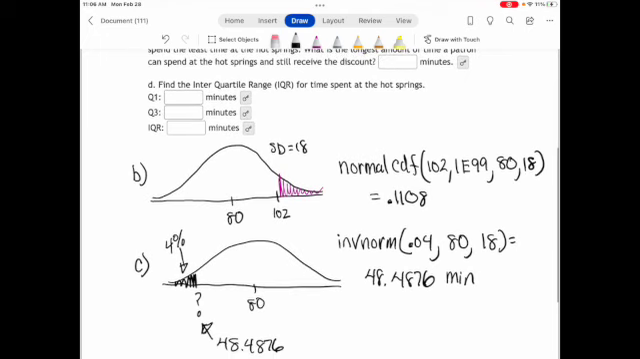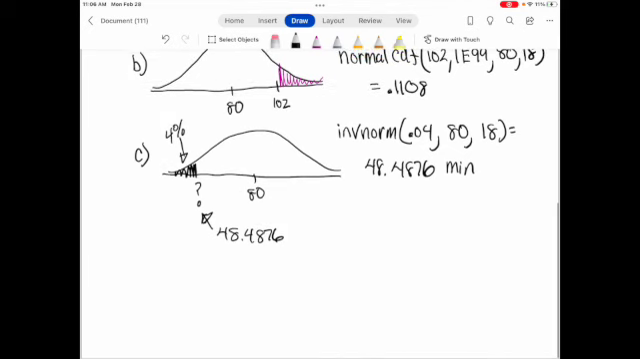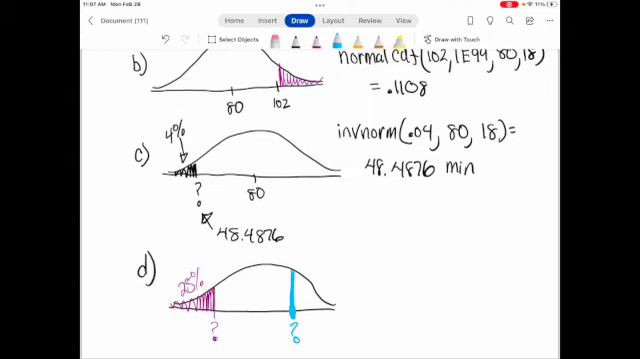Okay, part D says, find the interquartile range for the time spent at the hot springs. So in order to do that, we need to find our Q1 and our Q3 because the IQR is Q3 minus Q1. So for part D, we need to find the first quartile. So what is that value so that everything to the left is 25%? And then the third quartile is where everything to the left is 75%.